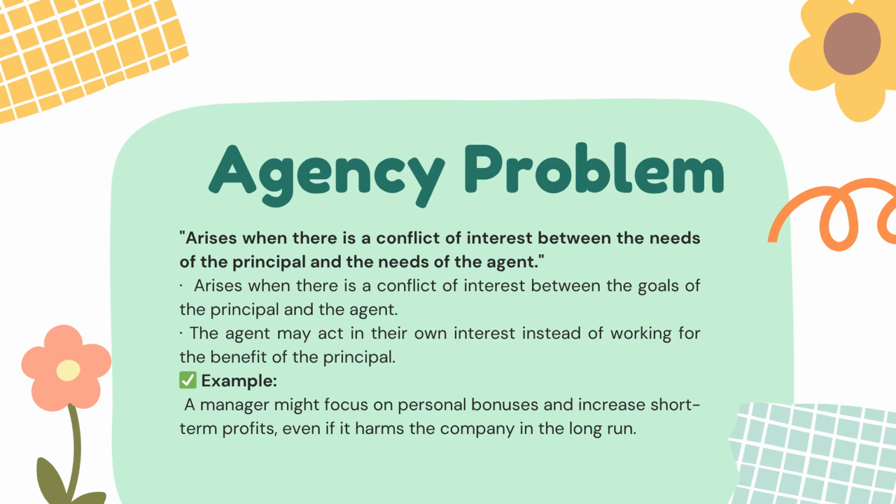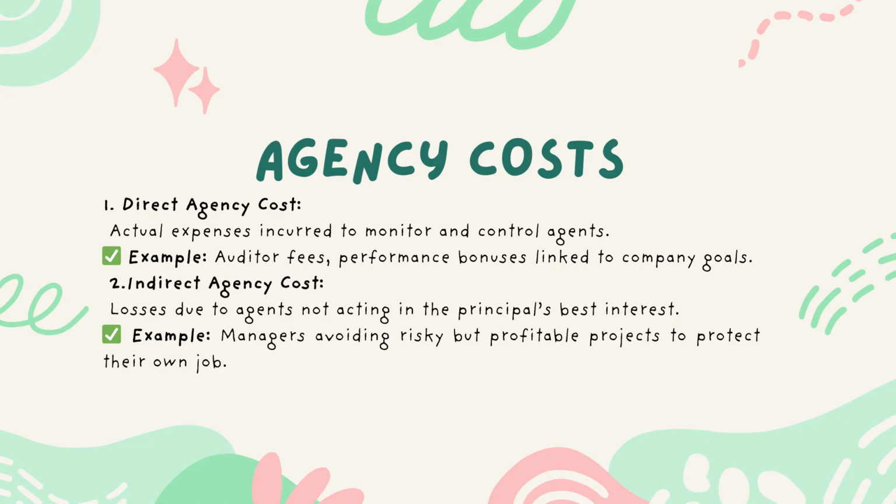The problem arises when there is a conflict of interest between the goals of the principal and the agent. The agent may act in their own interest instead of working for the benefit of the principal. Example: a manager might focus on personal bonuses and increase short-term profits, even if it harms the company in the long run. Agency costs. Direct agency cost: actual expenses incurred to monitor and control agents.